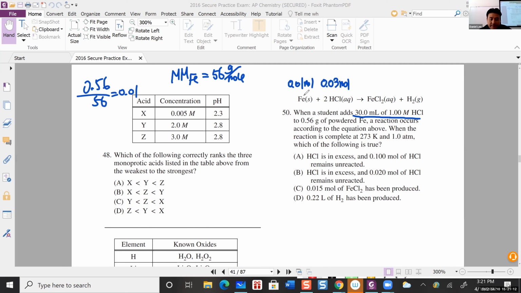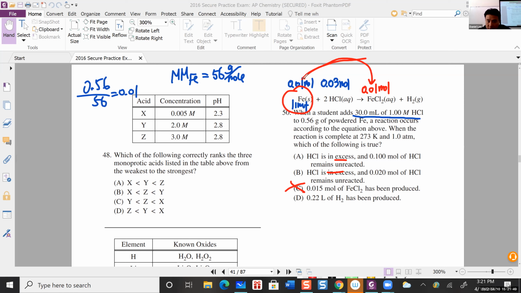So who's limiting then? Well, limiting is iron. I divide by my own coefficient, whichever is smaller. So iron is limiting. Then everything is based on iron. So HCl is in excess, that's true, okay? How much is produced? You see C is wrong, because iron is limiting, you will produce 0.01 moles of iron chloride, right? 1-to-1 ratio, so C is wrong.